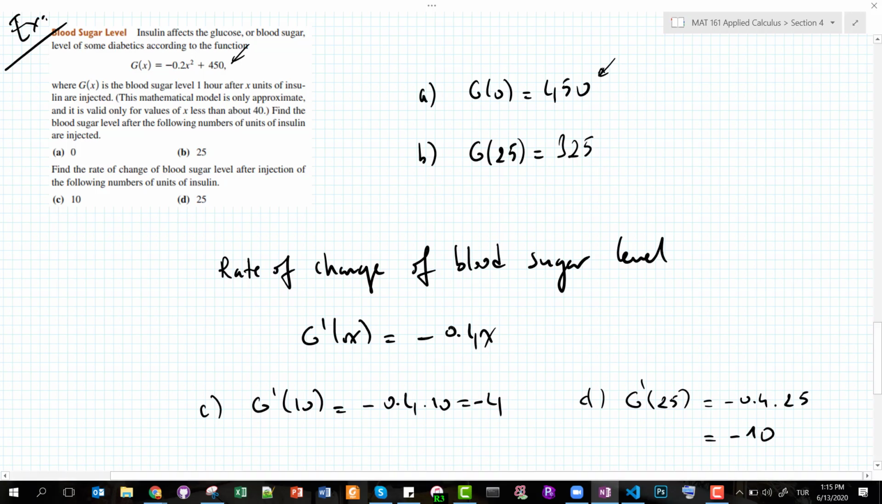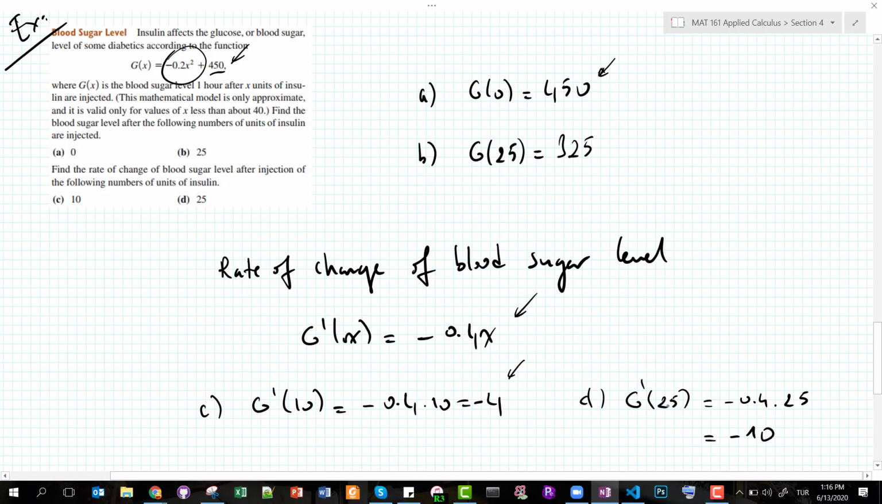If you look at the rate of change, of course you need to deal with the derivative of the function, which is so easy to take. As you see, you can just apply the power rule here, which is going to be equal to negative 0.4x, since you dropped the 2 here, multiplied by 0.2, and then the derivative of the constant is going to be 0, so there's no effect there. So after taking 10 units of insulin, the rate of change will be a negative 4 unit decrement for each unit you take.